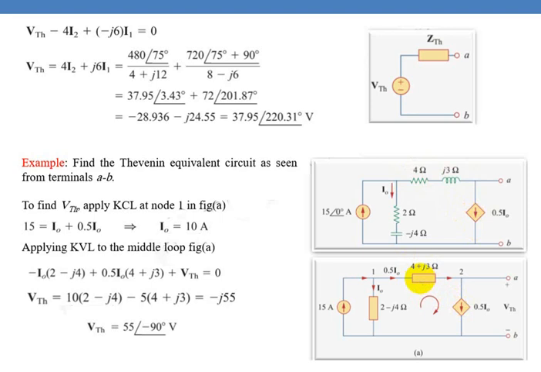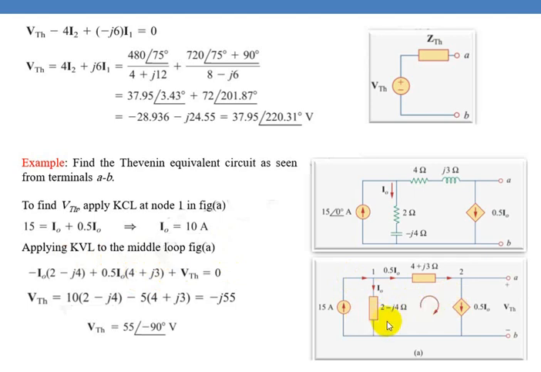Now if you apply KCL, the incoming current will be equal to the outgoing currents. So 15 will be equal to I0 plus 0.5 I0. From this find I0. You will get 10 ampere. Then apply KVL to the middle loop.